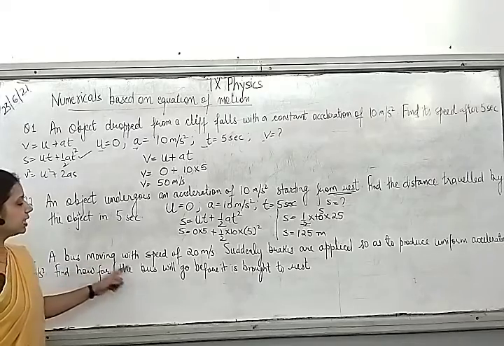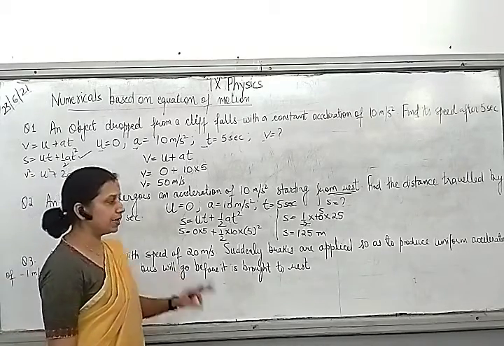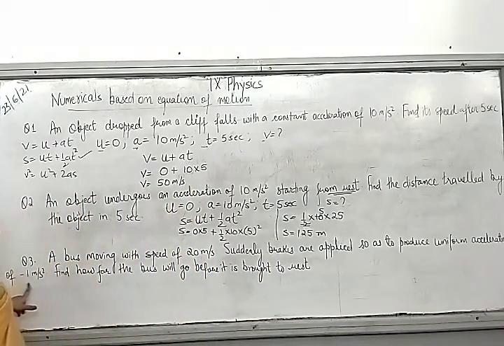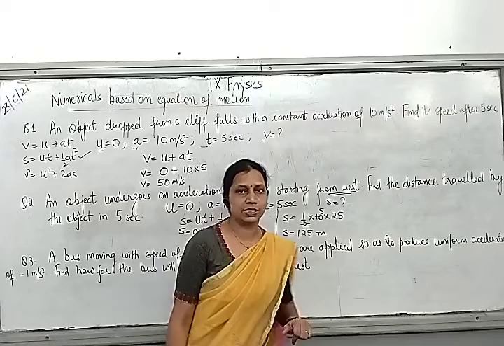3. A bus moving with a speed of 20 meter per second, suddenly brakes are applied so as to produce a uniform acceleration of -1 meter per second square. How far will the bus go before it is brought to rest?